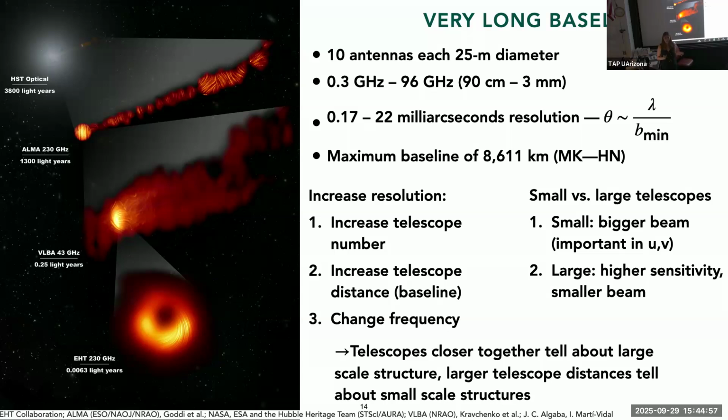For VLBI, if you want to increase resolution, you want to increase the number of telescopes and the distance between telescopes. But we need both small and large telescopes, because small telescopes give you a bigger beam, which is important in the UV domain, but large telescopes give you higher sensitivity and a smaller beam. You also want to change frequencies. So if you go from lower frequencies to higher frequencies, you can zoom in to the system.